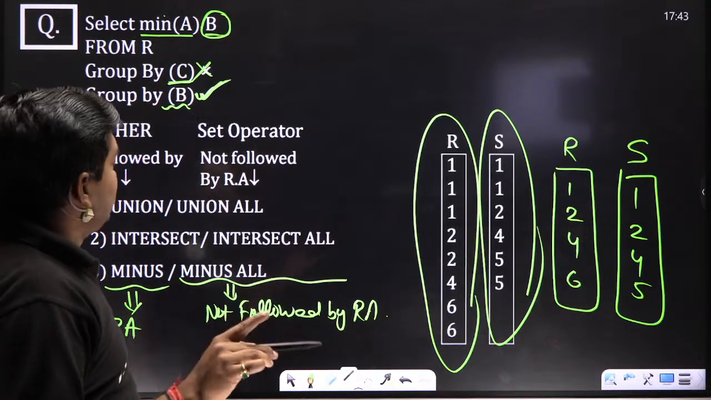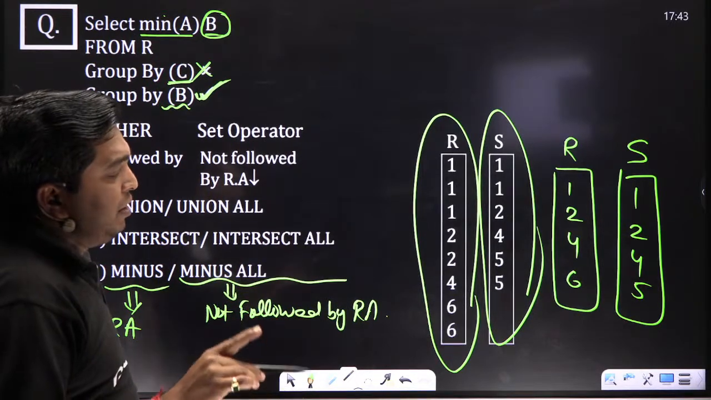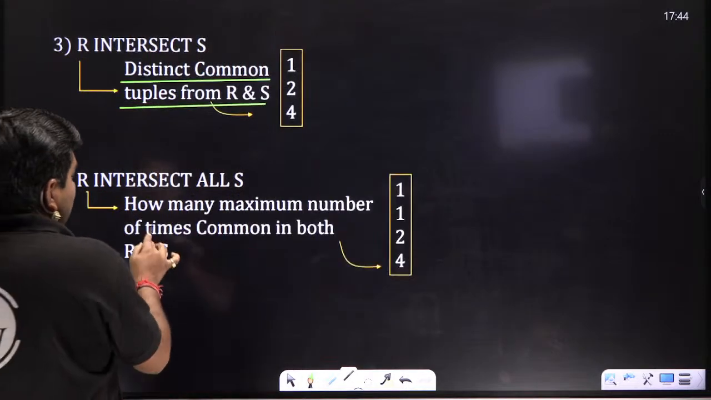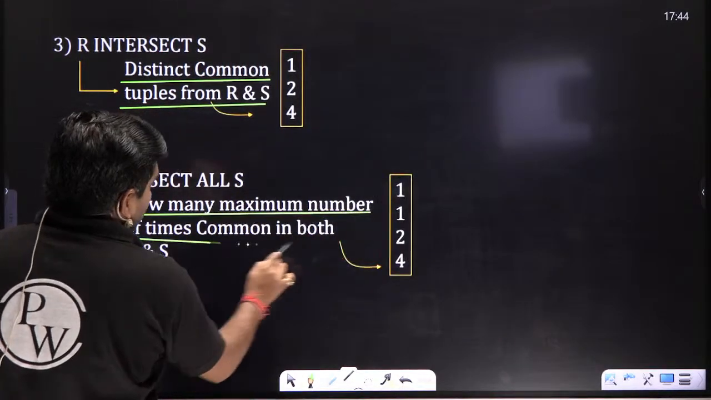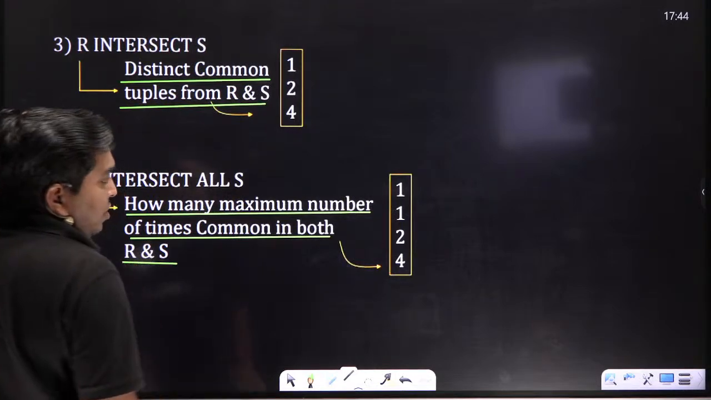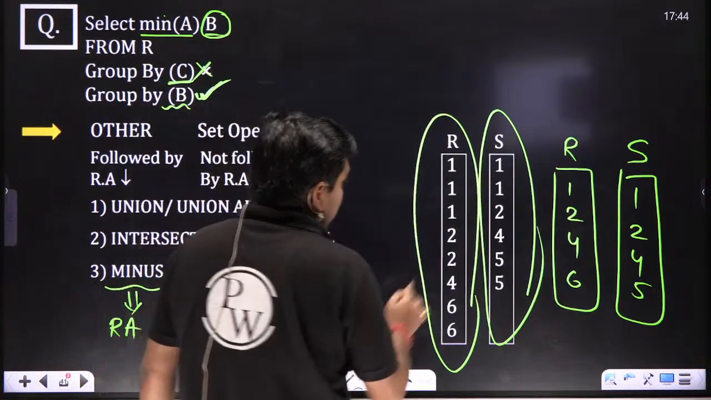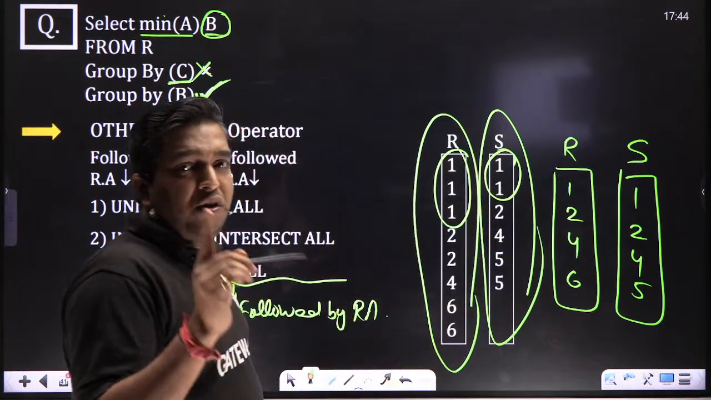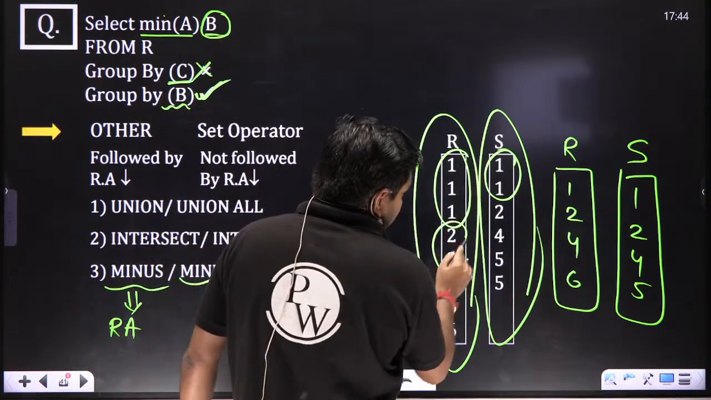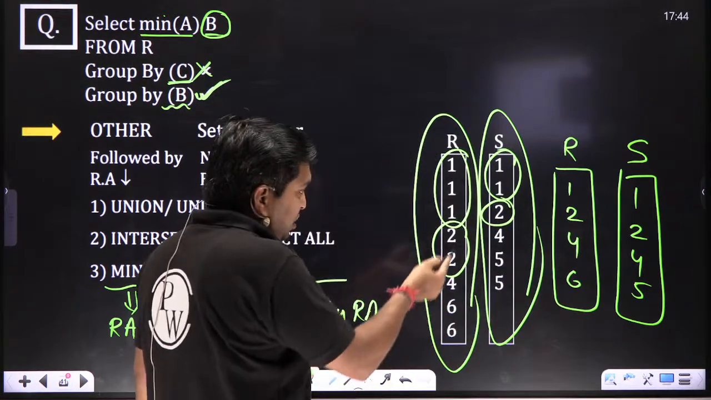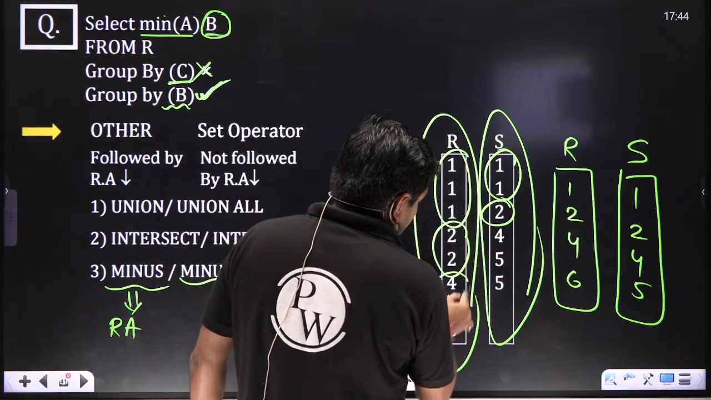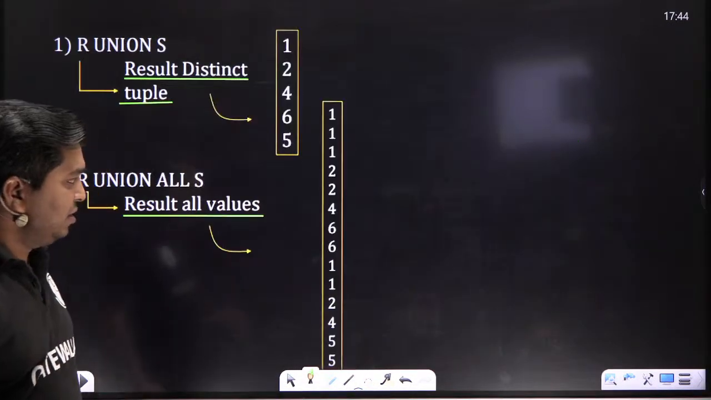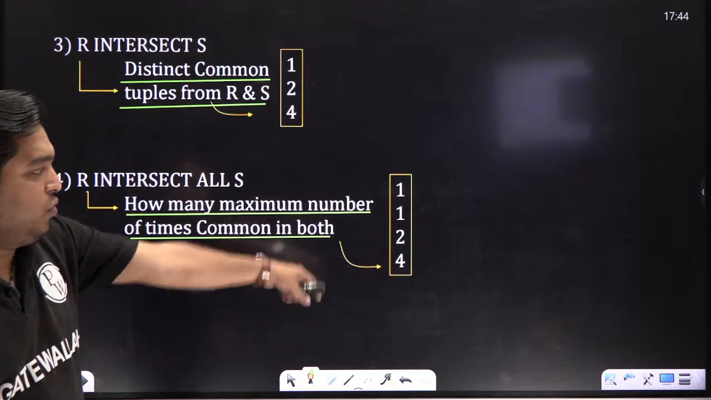Listen carefully. In intersect all, what happens? Whatever the maximum number of times it is common will also be included. Like here you can see 1 is common: here 2 times 1, here 3 times 1. What is the maximum number of times 1 is common? 2 times. Here 2 times 2, here 1 time 2. That is only 1. 4, 4. That's all. So 1, 1, 2, 4 is the answer.